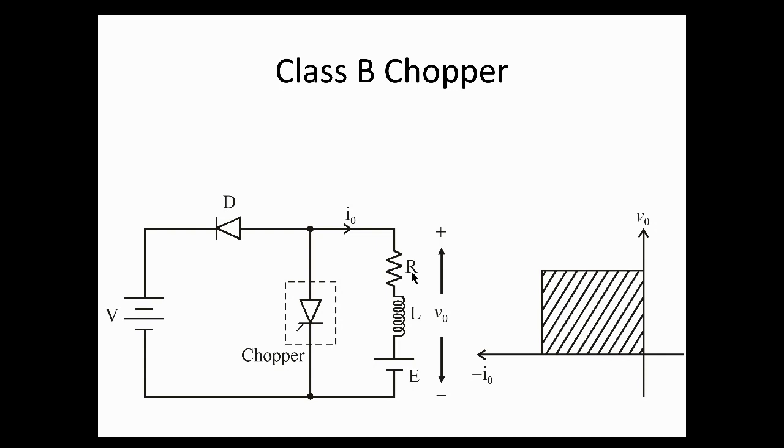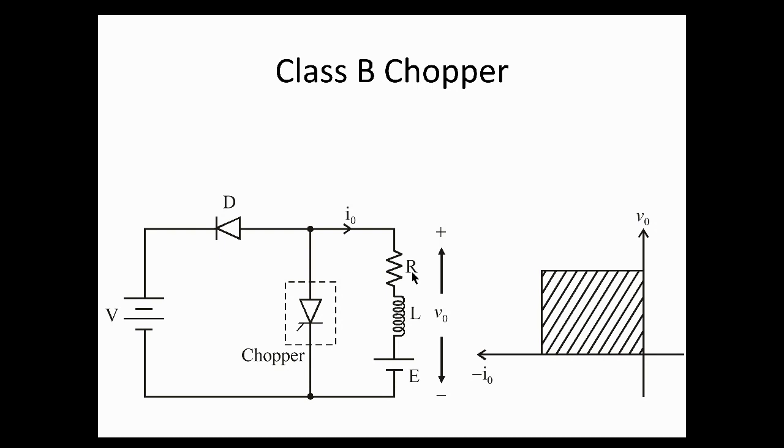Right, you're right. That's a good observation. So would you call this a step up or step down type? Step up. Right, that's very good. So it would be a step up. We also refer to this, the class B chopper, as the step up chopper. So you're right. We refer to it as a step up chopper.